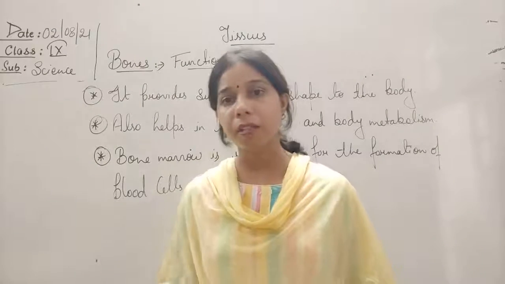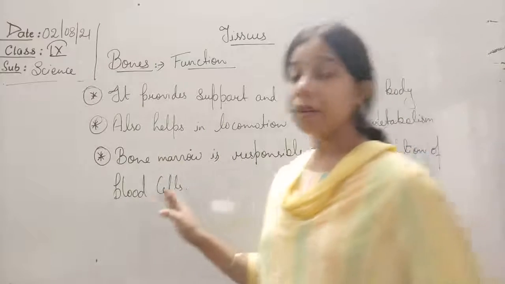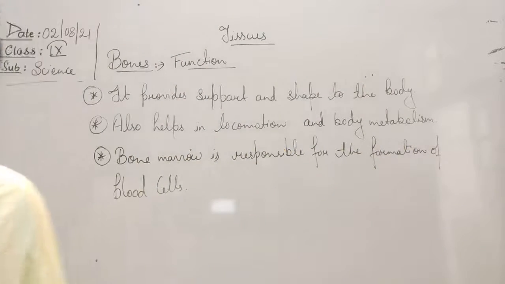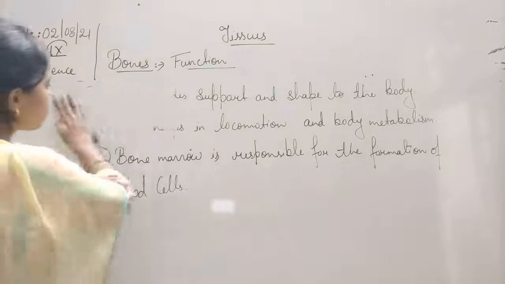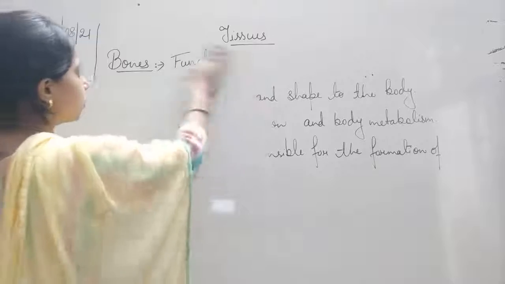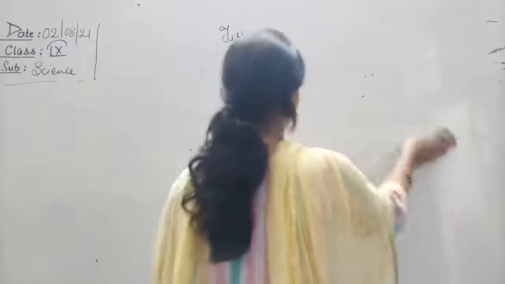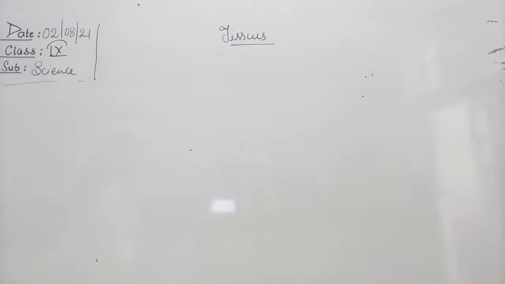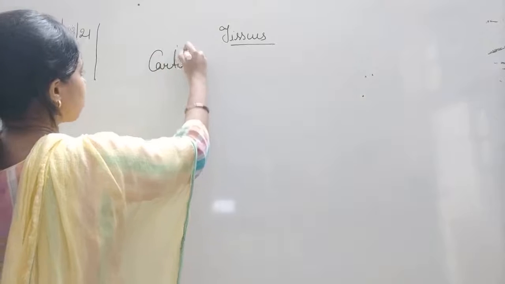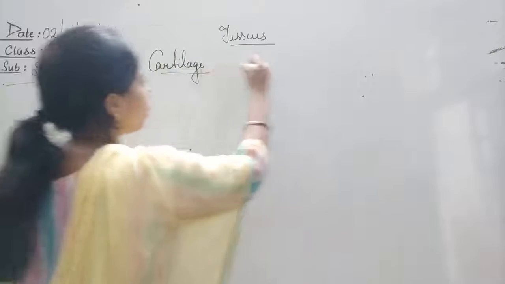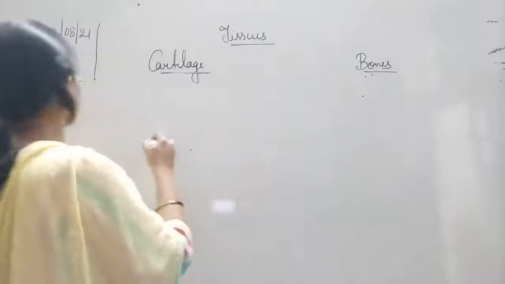Now before we go further and try to understand the last type of connective tissue, which is called the blood, let us see what is the difference between the cartilage and bones. It is quite important, students, because most of the time questions are asked related to it. So the first one is the cartilage, and here it will be cartilage and bones.